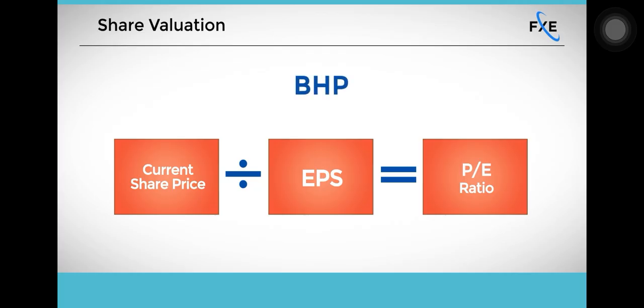As an example, say the current share price of VHP is $40 and its EPS is $2. The PE ratio would be 20. Now to put this information into context, at a current PE ratio of 20, VHP would take 20 years for its earnings to match its current share price.